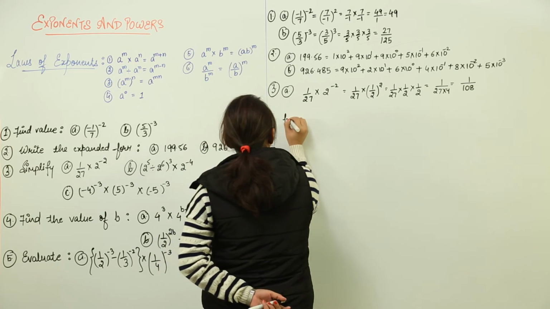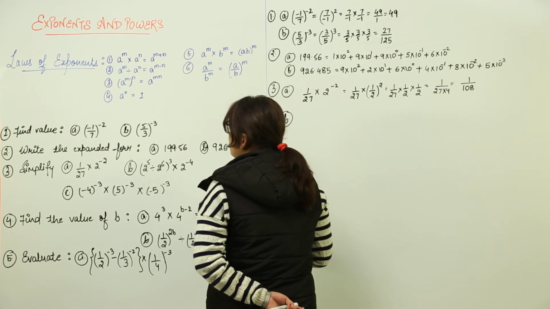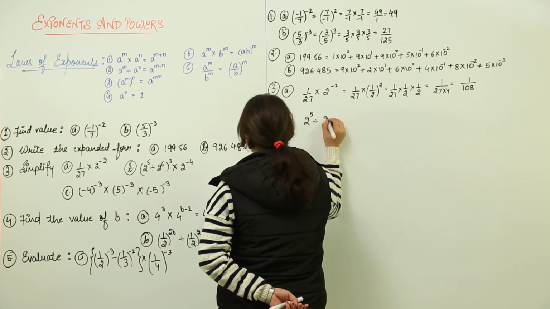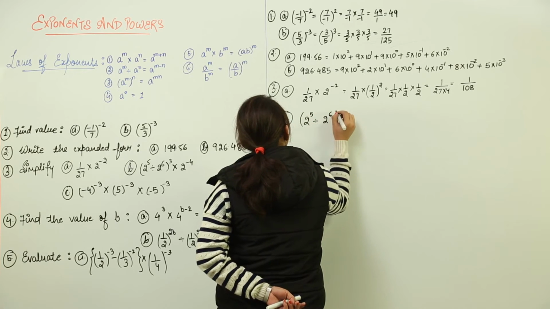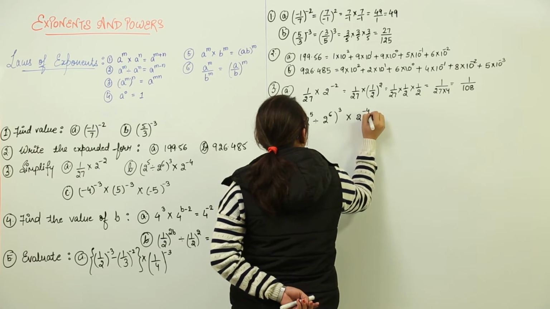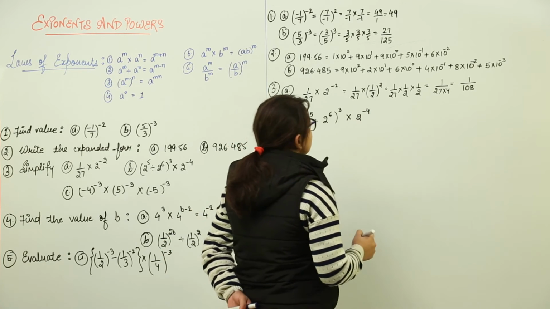Similarly, let us discuss the B part. The B part says 2 raised to power 5 divided by 2 raised to power 6, whole raised to power 3, multiplied with 2 raised to power minus 4. Now how do we solve this?